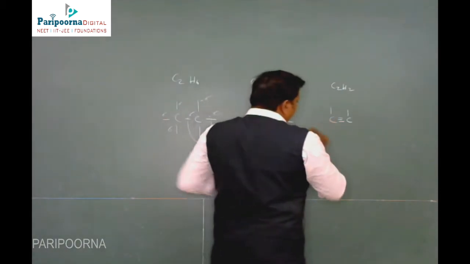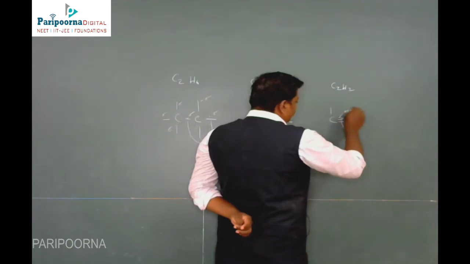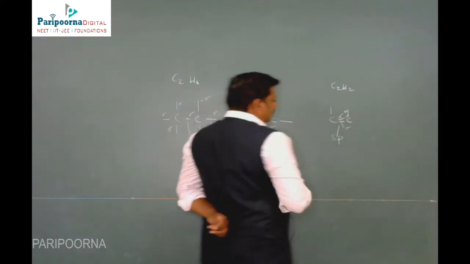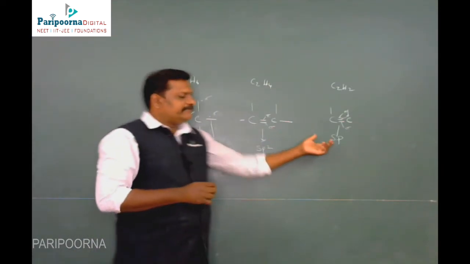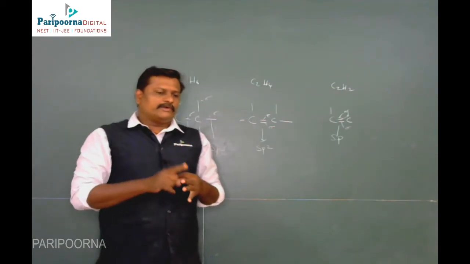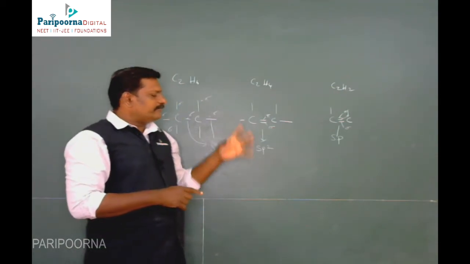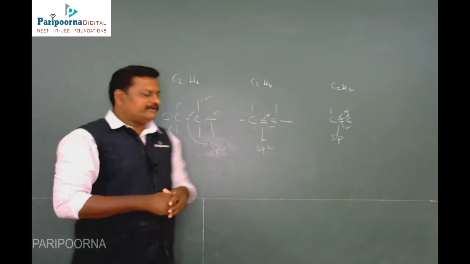If you go to ethyne, the first one is a sigma, the second one is a pi bond, the third one is a pi bond. Here there will be sp hybridization. Here sp3, sp2, sp. If it is a single bond, sp3; double bond, sp2; triple bond, sp. And also you have to find how many sigma and pi bonds are present in the organic molecules.